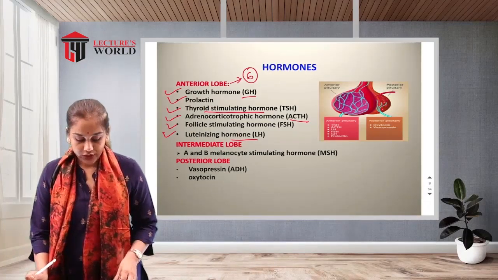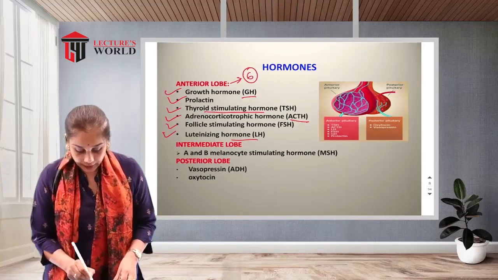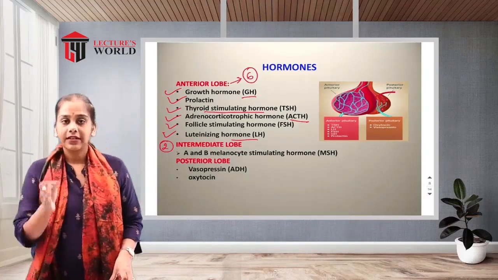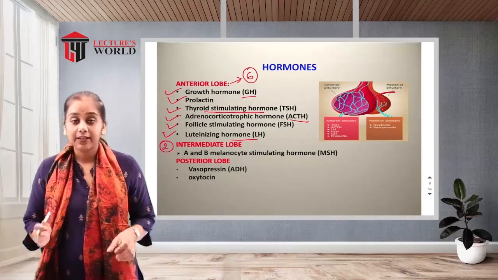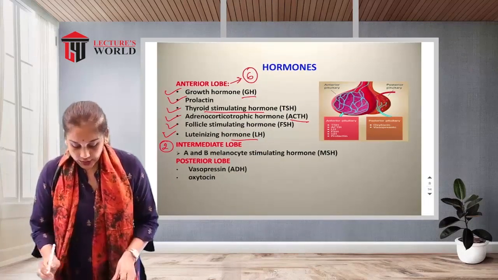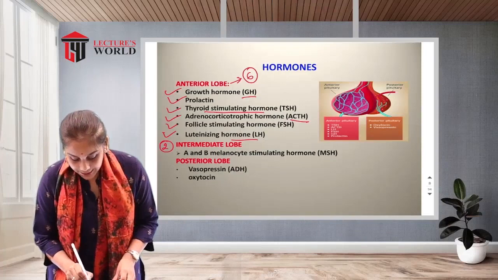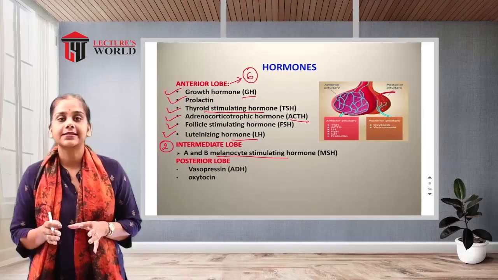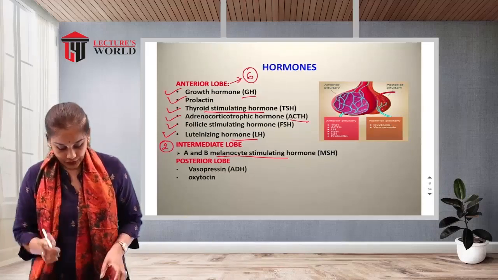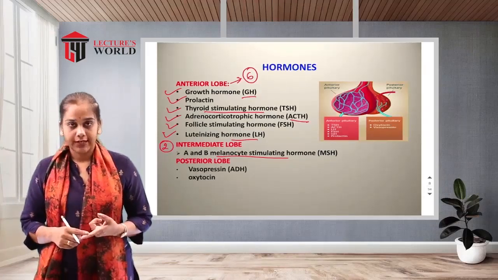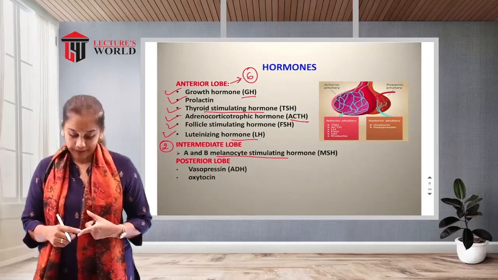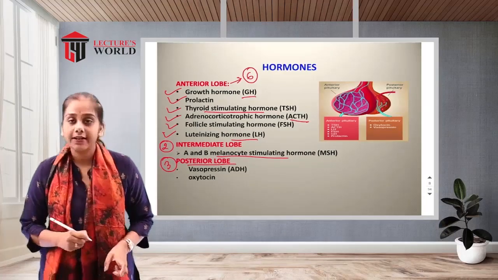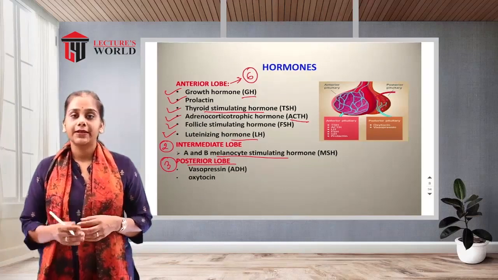Then the second portion, the intermediate lobe. This is the second lobe, the in-between lobe. It secretes alpha and beta melanocyte stimulating hormone, MSH. Then the third part, the posterior lobe, or posterior pituitary gland.